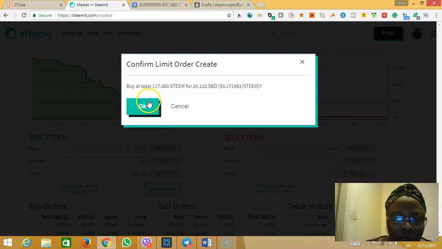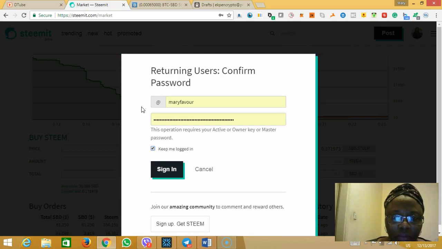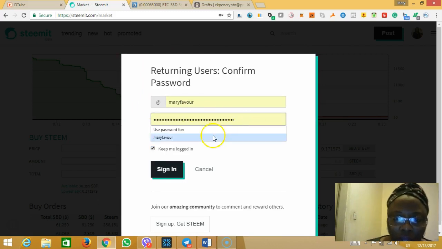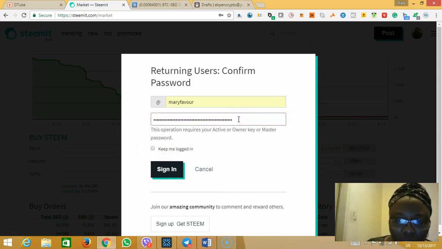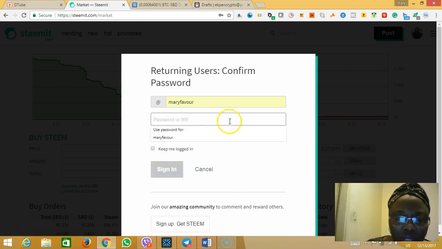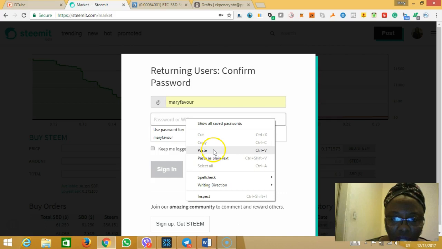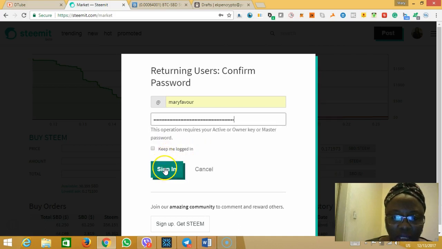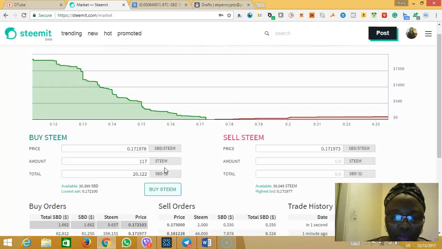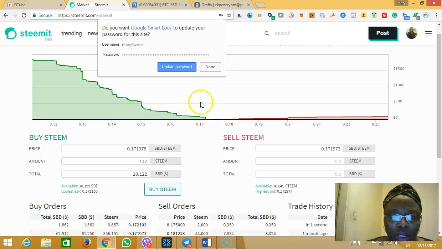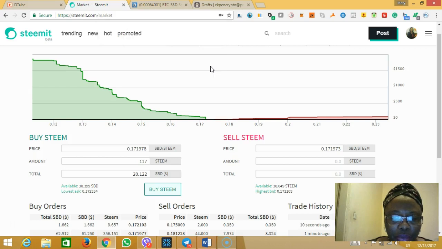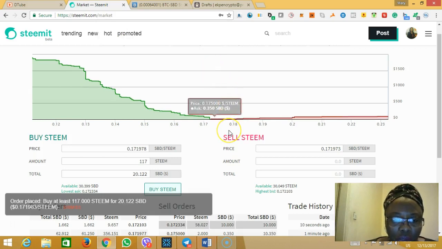So I'll click on it now. Confirm limit order create. So I want to confirm it. Now I'll be using my posting key, but it is not going to allow me to use my posting key to perform this transaction. I would need my active key. That is one of the private keys. So I have already selected it, and I'm going to paste it and click sign in. So we'll see what happens.